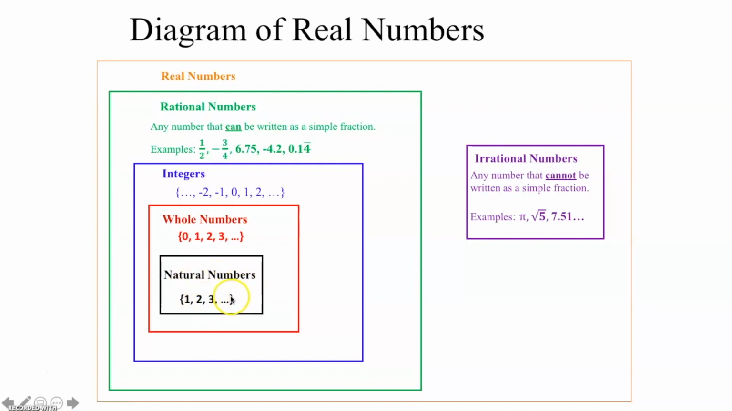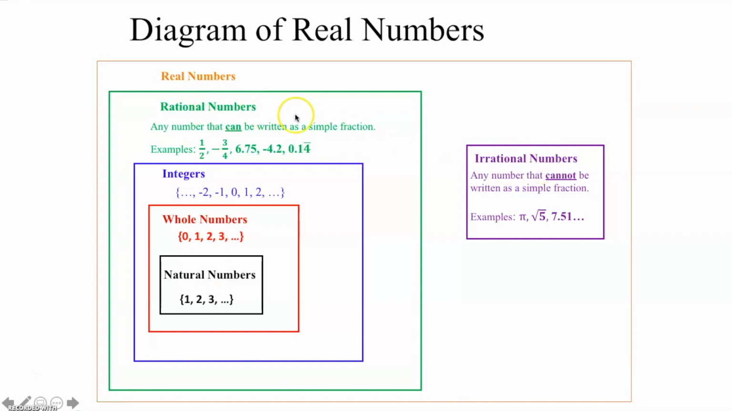That's the most exclusive. Outside of that, we have whole numbers, which include 0. So whole numbers include natural numbers and 0. Integers include whole numbers, which are 0 and the natural numbers. And they also include the opposites, right? -1, -2, -3, ... Rational numbers include integers, whole numbers, and natural numbers.